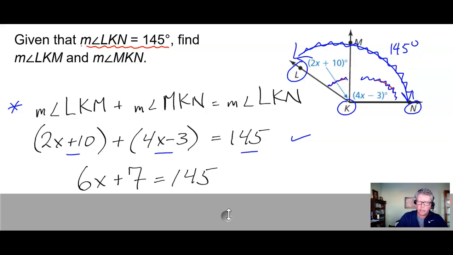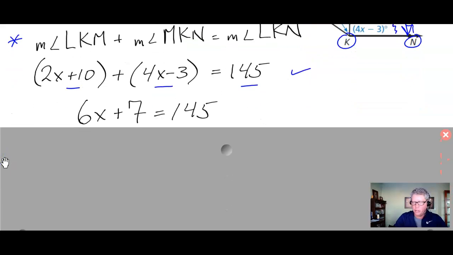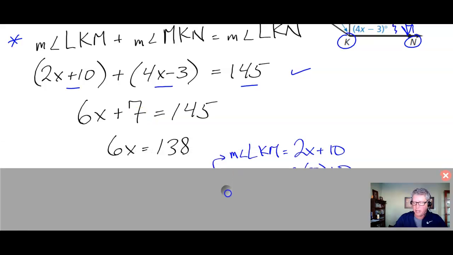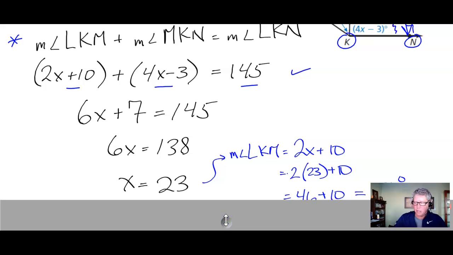So I'm going to combine like terms. The 2 and the 4 give me 6. The 10 minus 3 is 7. I'm going to subtract 7 from both sides, and I'm going to divide by 6. So subtract 7 and divide by 6.